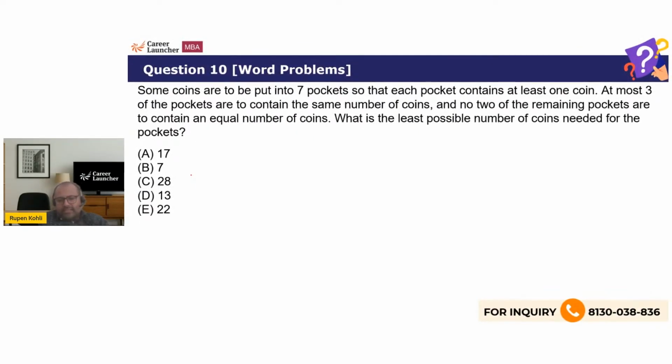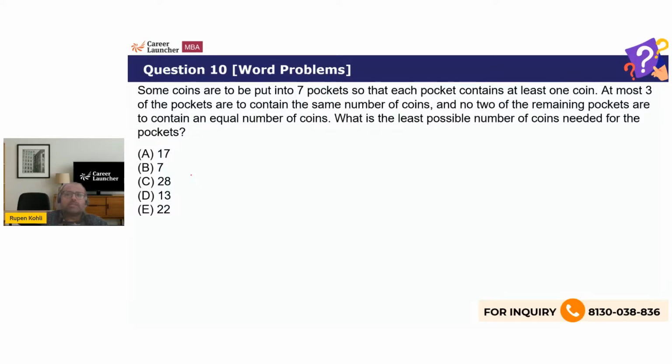ओके, लेट्स सी व्हाट वी हैव हियर। Some coins are to be put into 7 pockets so that each pocket contains at least 1 coin. ठीक है, pockets मतलब you can say a kind of a bundle. You have to make 7 bundles of the coins. At most 3 of the pockets are to contain the same number of coins. Okay. And no 2 of the remaining pockets are to contain an equal number of coins. What is the least possible number of coins needed for the pockets?